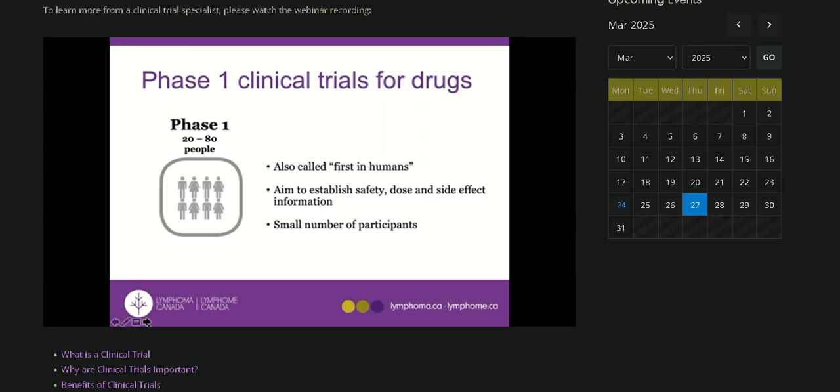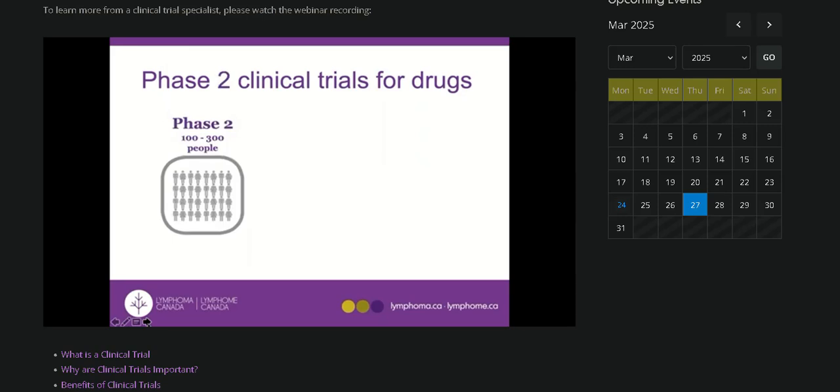So if the investigator or the company behind the drug, let's say it meets what's called its endpoint, so it's successful in phase 1, and they decide to move on to phase 2 clinical trial for this drug, this is where hundreds of people would be recruited to participate in the study. And here we are looking to see if the drug does what it's supposed to do. So does it act against the condition that it's meant for, how we intend it to?